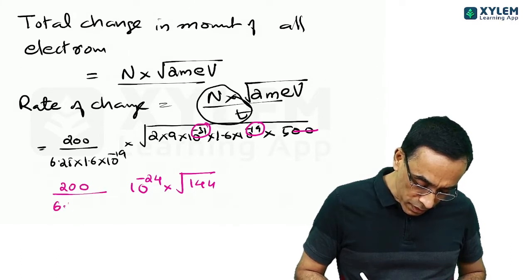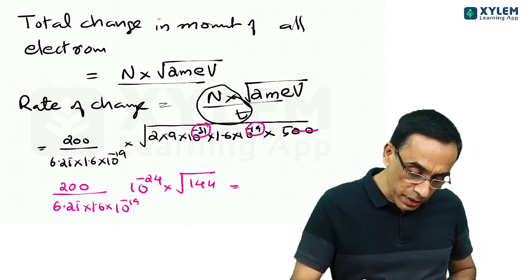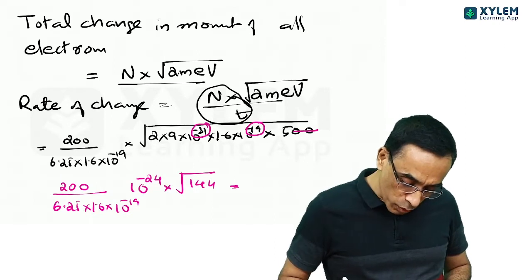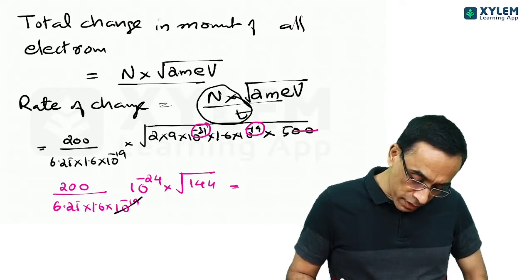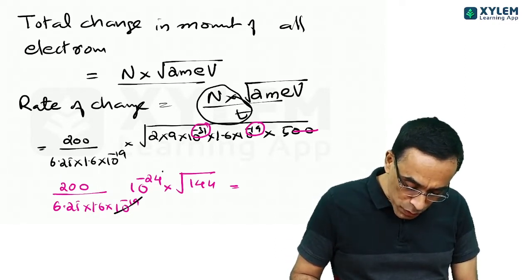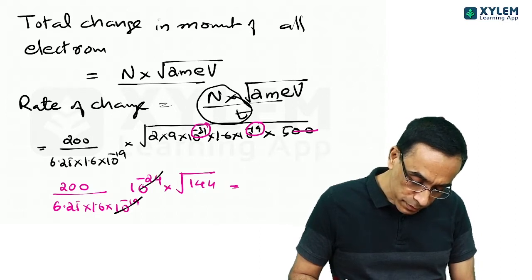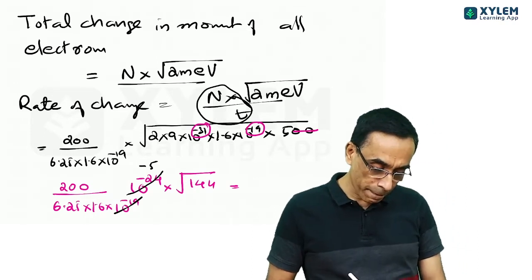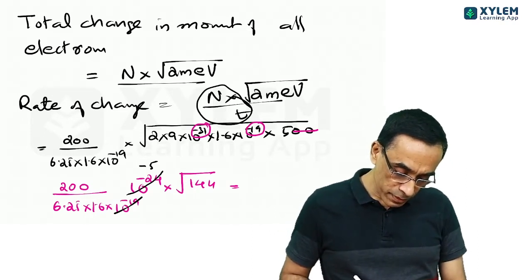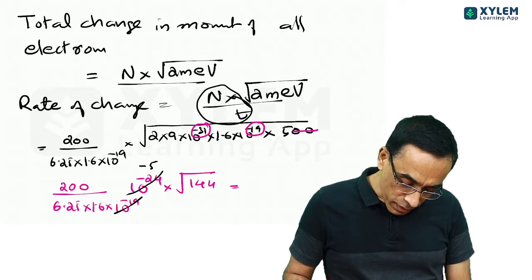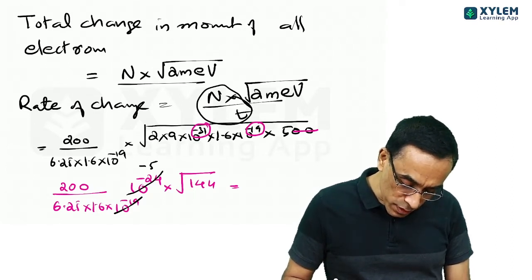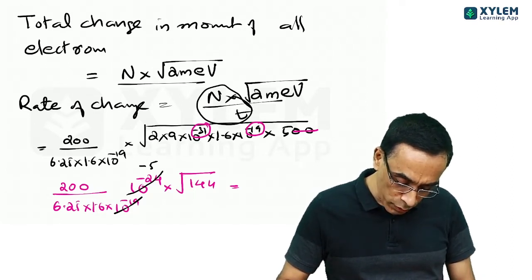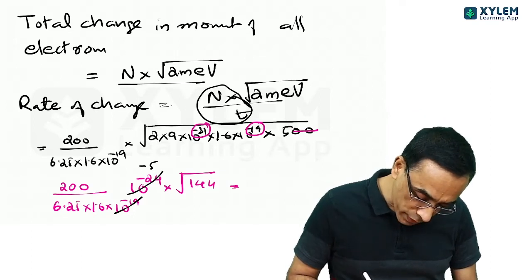And here you have 200 by 6.25 into 1.6 into 10 raised to minus 9. So this will be again, let's see, minus 19 and minus 24 give you minus 5. Okay, and this square root of 144, this will give you, again you have 200 here.